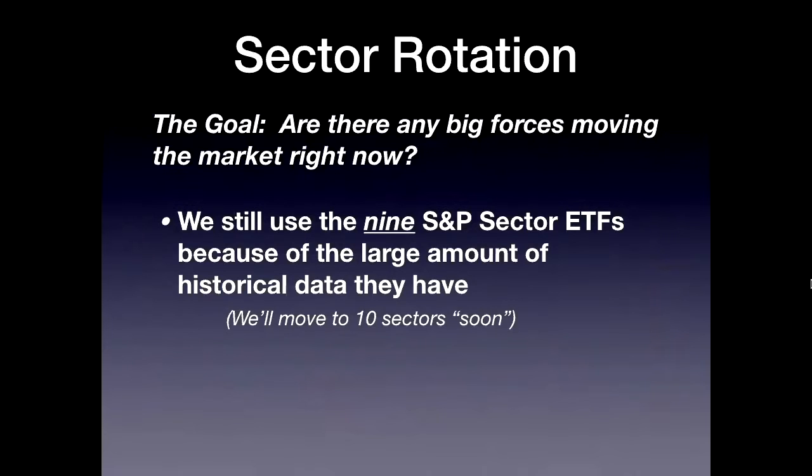Ultimately, a year and a half to 2 years ago now, Standard & Poor's changed the number of sector ETFs that they were using to track sectors from 9 to 10. And we want to move to that 10 sector model. We will be moving to that 10 sector model soon, but we're waiting for more data to accumulate so that our sector rotation charts don't become overly short. And you'll see that when I show them.